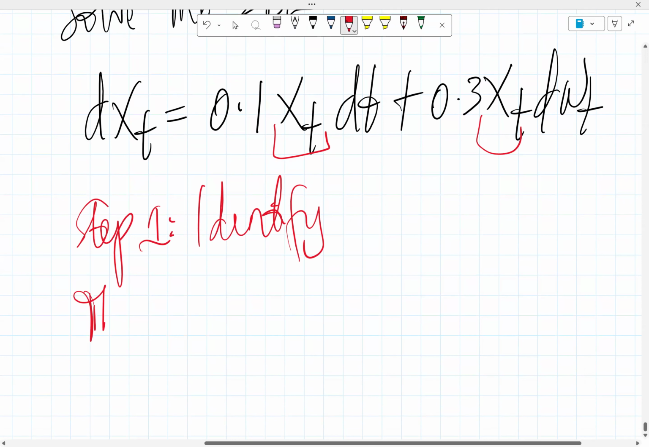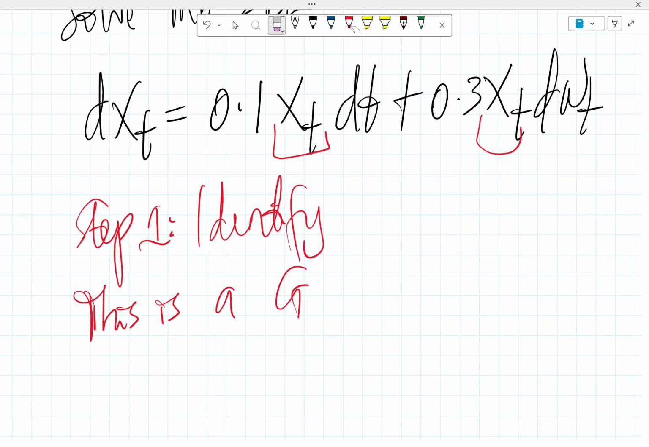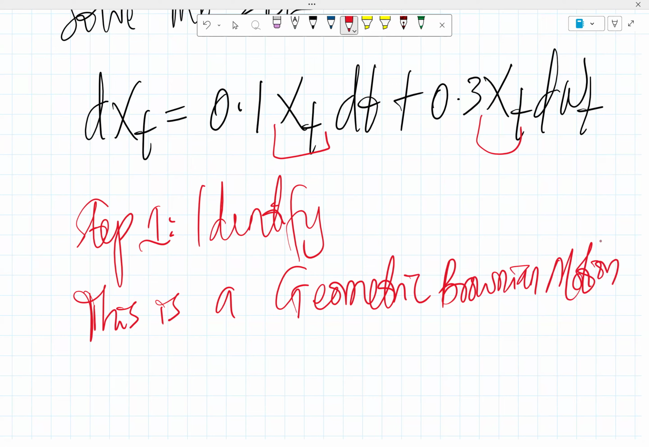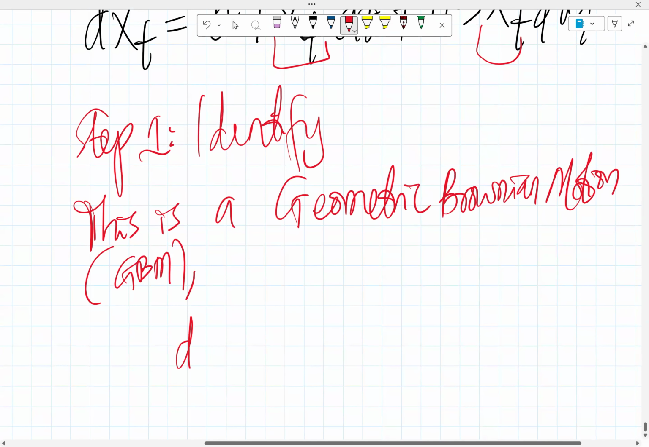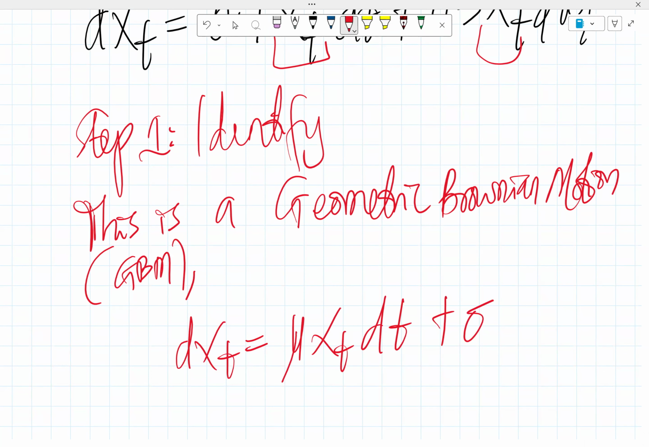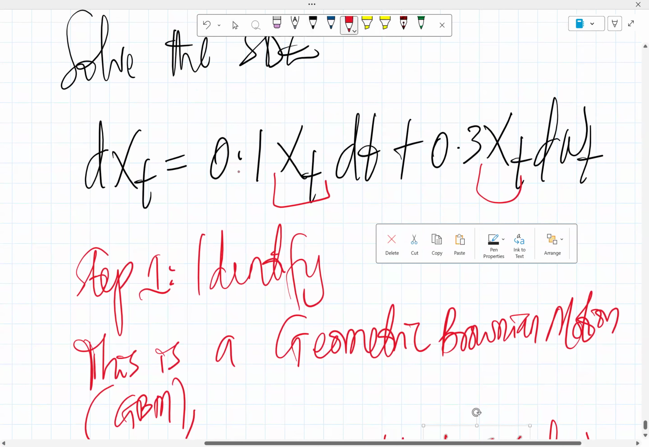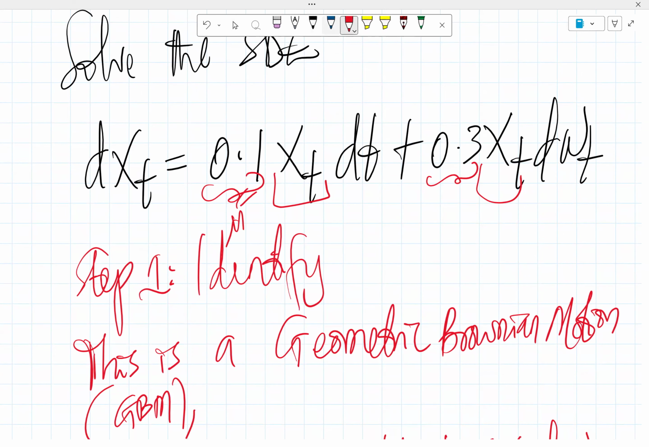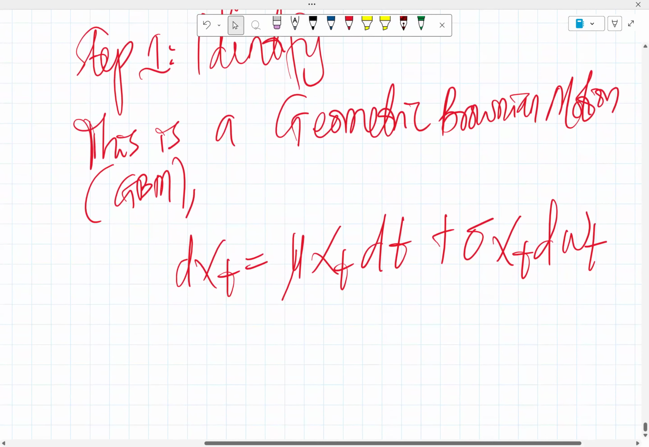So we say this is a geometric Brownian motion. That's GBM. In that case, it looks like dX of t equals mu X sub t dt plus sigma X sub t dW sub t. Okay, if that is the case, it means we can say this is mu, and this is sigma. So mu is 0.1, sigma is 0.3.